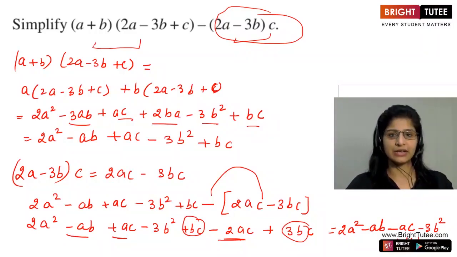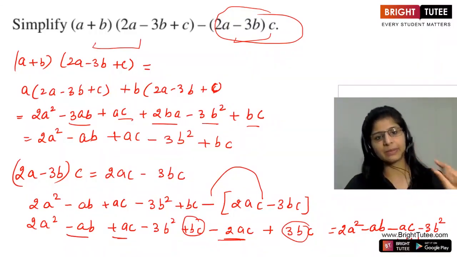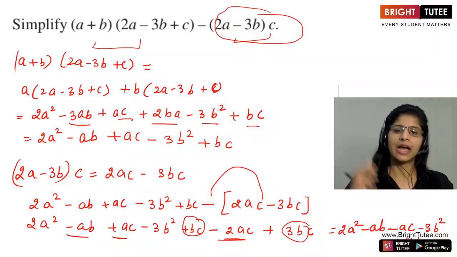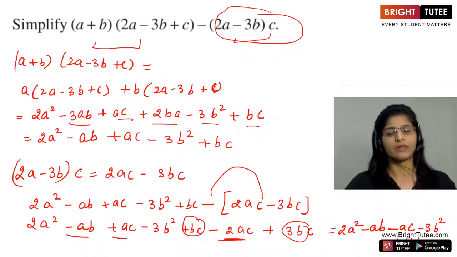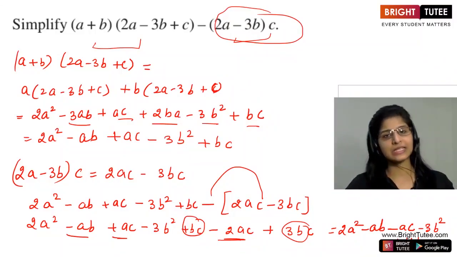So whenever it is said to simplify, first multiply the polynomials that are given and then use the subtraction. Whenever outside the bracket you see there is a negative sign, you change the signs inside the bracket. Right?